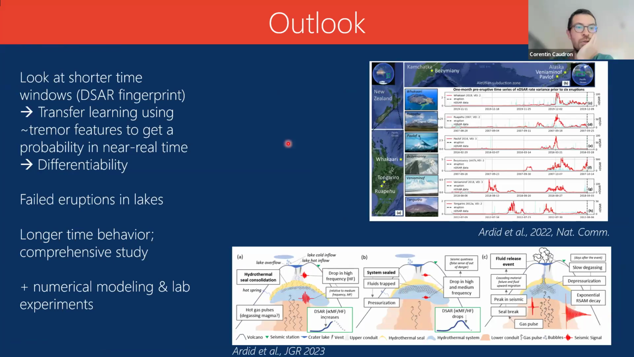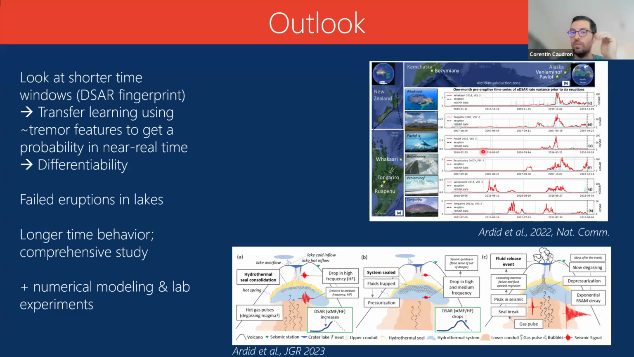So some co-authors and collaborators started to look at shorter time scales. I used a very long-term smoothing of a few months, and they found that we can actually find some very interesting patterns when we use this DSAR to predict very short-term changes prior to these eruptions, which we published in 2022 in Nature Communications.